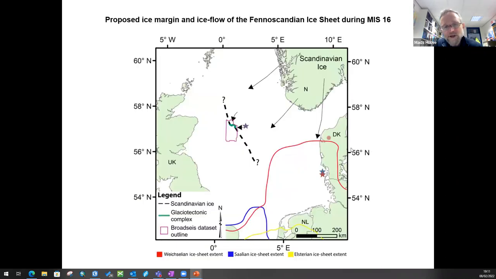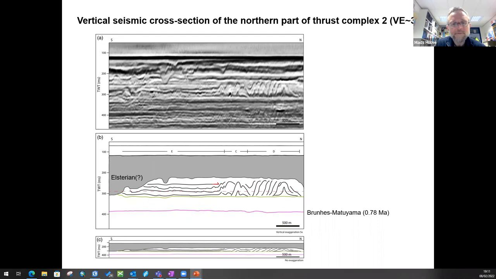Next slide, please. Oh, I should say, I can talk to that. The ages are suggested by having Elsterian tunnel valleys incising the sequence above, and then we have the Brunhes-Matuyama age pink horizon. So we're somewhere between the Elsterian and the Brunhes-Matuyama, so possibly substantially older than we previously thought. There was grander glaciation in the central North Sea. Of course, this is not quite as exciting now that I've told you at 1.87 million years ago there was also grander glaciation. But we were very happy when we first discovered this as an early evidence. Next slide, please.